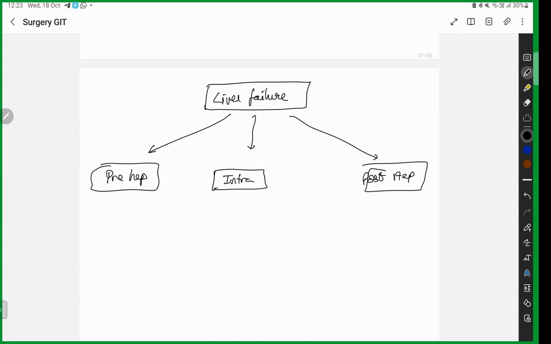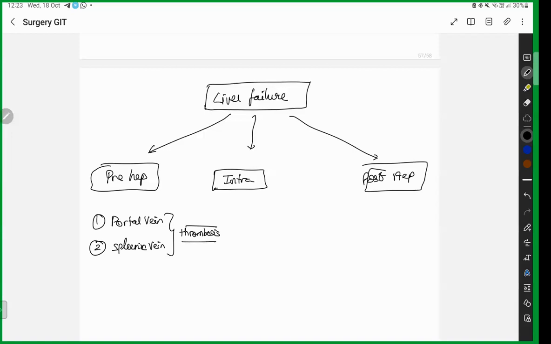Before entering the liver, what are the things you have? You are going to have 2 important things, your pre-hepatic veins: your mesenteric veins, superior and inferior mesenteric, along with the splenic vein. Whenever there is thrombosis in the portal vein, or in the splenic vein, that is, portal vein thrombosis and splenic vein thrombosis, it leads to pre-hepatic liver failure.